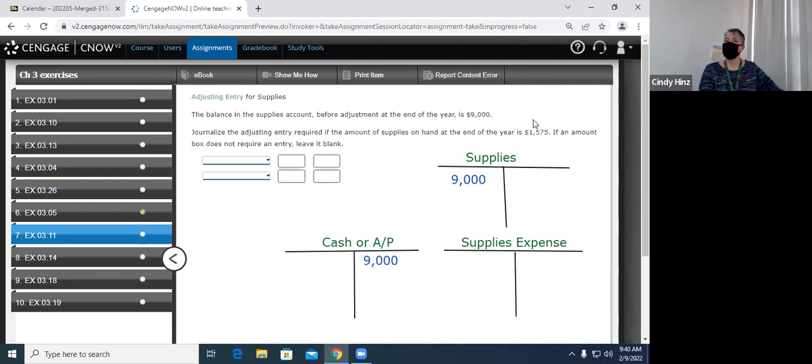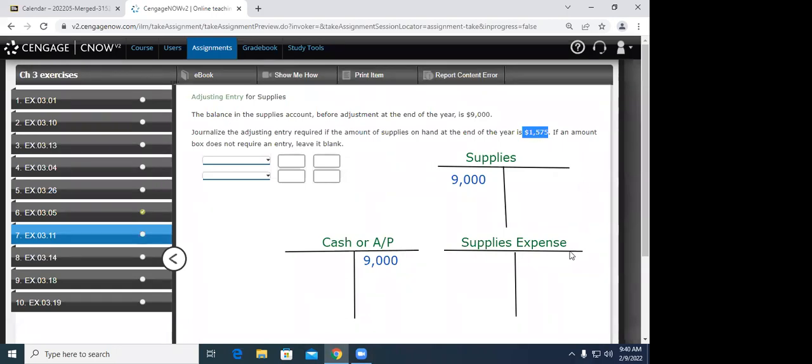How do we know how much we have? What do you think? How does this company know that this $1,575 is the amount of supplies they have? Because our balance sheet right now shows we have $9,000 worth. How do they know it's actually this number? You take an inventory. Thank you, Michaela.